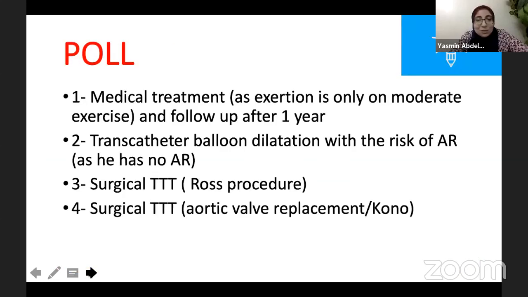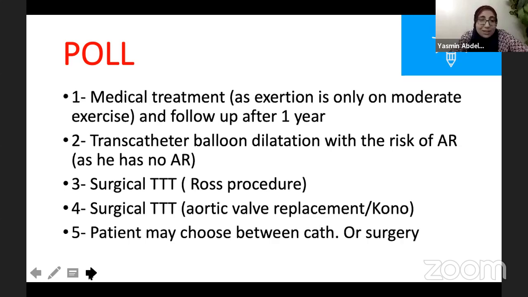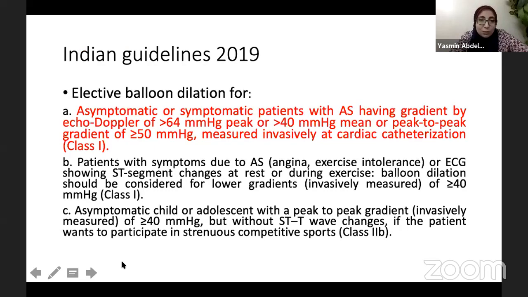Then this we already discussed. Of course, this patient is not for medical treatment. He is symptomatic. He should be intervened upon according to the slide I previously showed. So the debate now is whether to treat him surgically. Of course, ROS is a very good option and we should go for it. But in case we have no available ROS procedure, according to Indian guidelines, in an asymptomatic or symptomatic patient with severe aortic stenosis, pressure gradient more than 64 and the mean more than 40, the patient may be justified to be taken to cardiac catheterization to have an elective balloon dilatation.